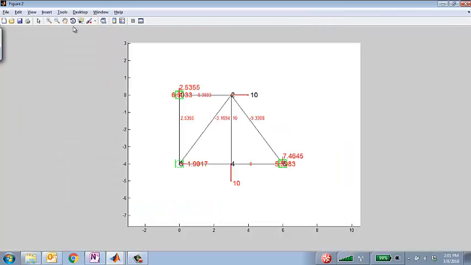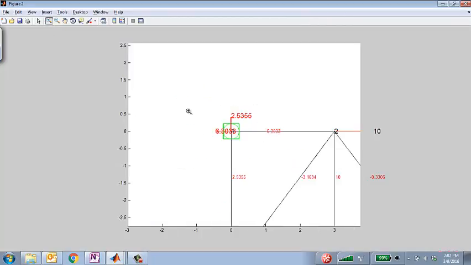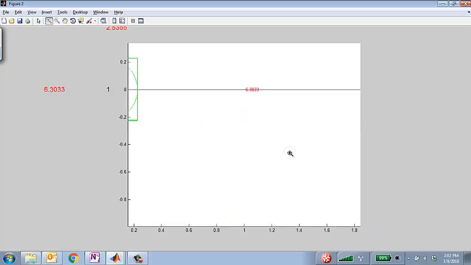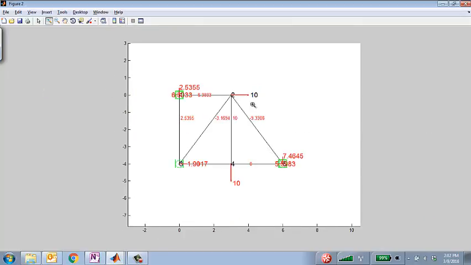So you can actually zoom in and see that there is some X reaction, Y reaction here. This is a member in tension, 6.3033, and all the internal forces in each one of those members are marked. This one is a zero force member. It tells me all the reactions at all those points.